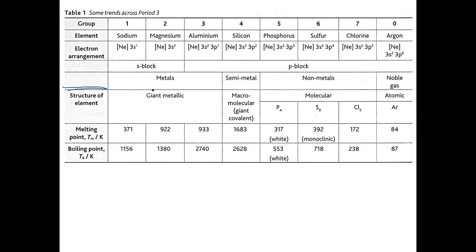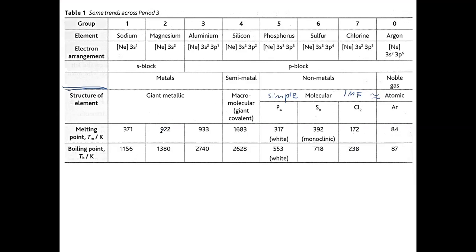We're going to have giant metallic for sodium, magnesium, aluminium. Silicon is giant covalent or macromolecular. And phosphorus, sulfur, chlorine is simple molecules. And argon is atomic, which is very similar to simple molecules, except it doesn't have molecules, but it also has weak intermolecular forces. So do you remember, here we've got strong metallic bonding. Here we've got lots of strong covalent bonds. Here we've got intermolecular forces, which are weak in those 2.